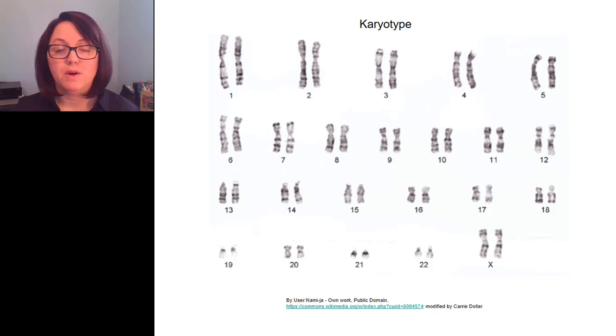This is a karyotype. A karyotype is just a pictorial representation of all of the chromosomes from a cell. So this is a human karyotype. There are 46 chromosomes here, and the chromosomes come in pairs. So a typical human cell will have 2 chromosome number 1s, 2 chromosome number 2s, 2 chromosome number 21s, etc. So we have 23 pairs of chromosomes, with one exception.